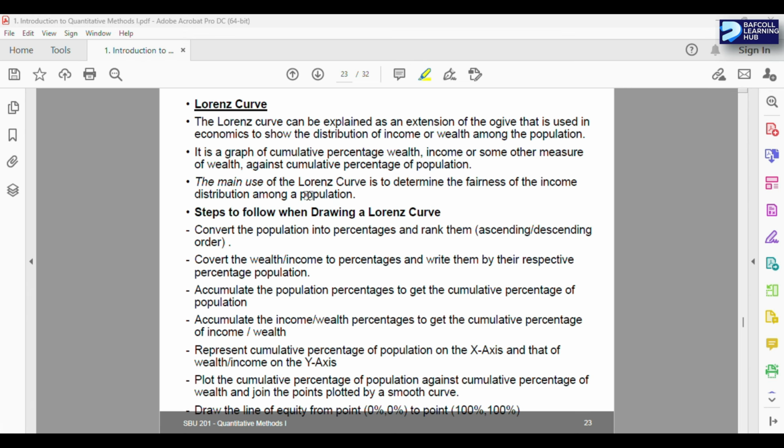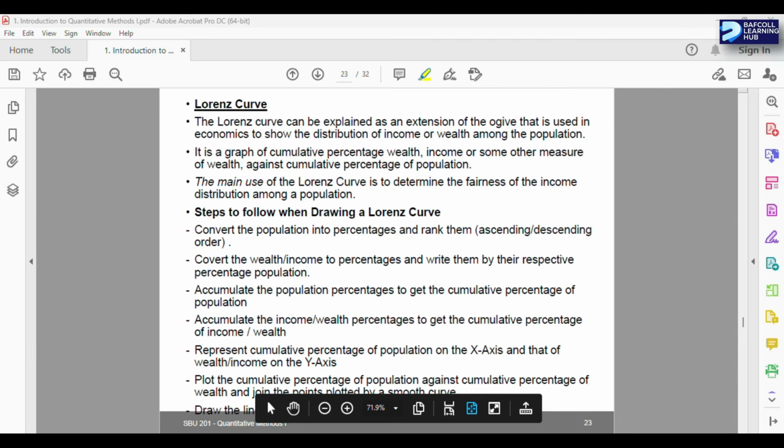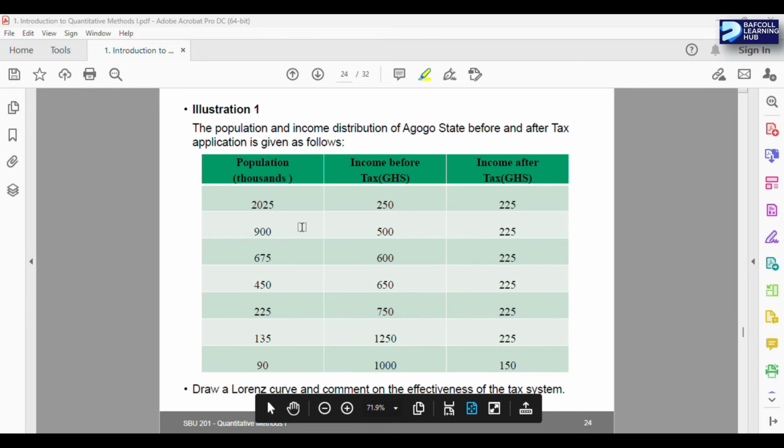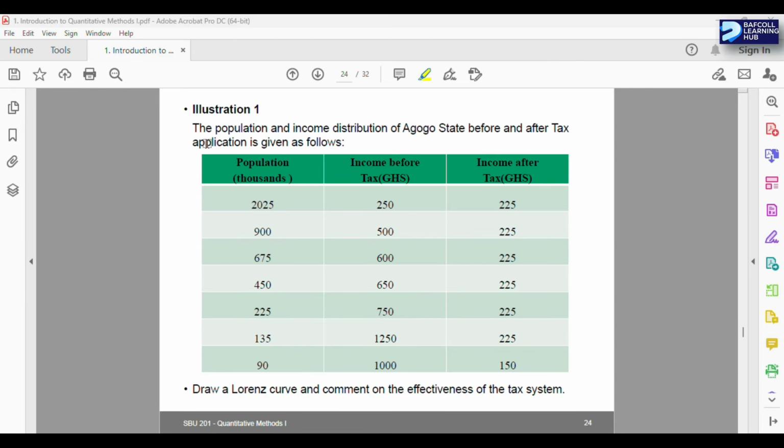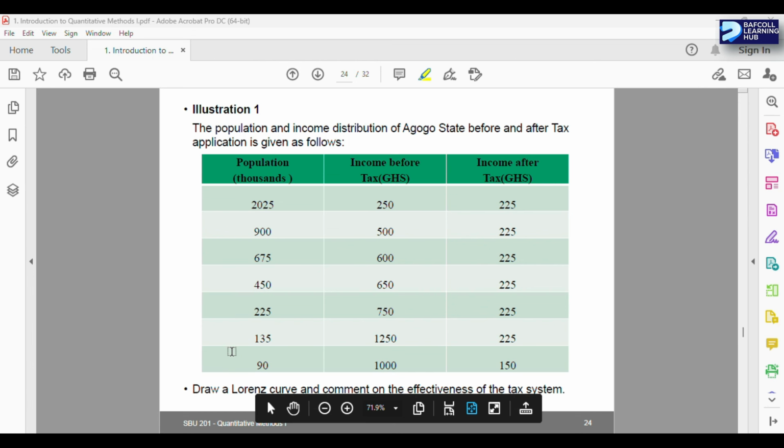And it can also help in designing policies based on the wealth distribution. Okay, now we have an illustration that we'll be dealing with. But first of all, let's look at the various data that we have over here. So we have population data, the income before tax, and the income after tax. This is the population and income distribution of Agogo State before and after tax application. We have to draw a Lorenz curve and comment on the effectiveness of the tax system.